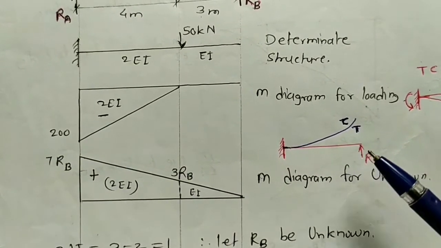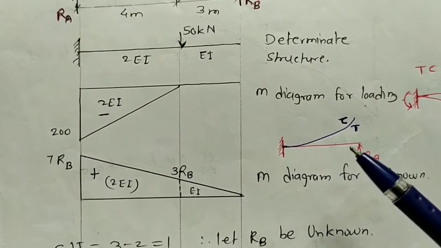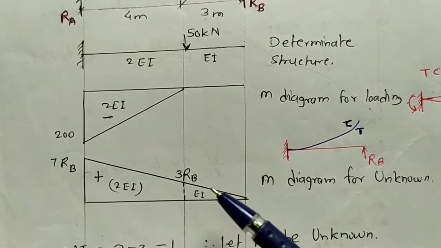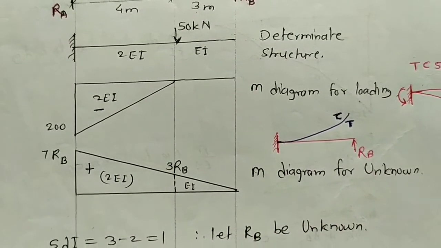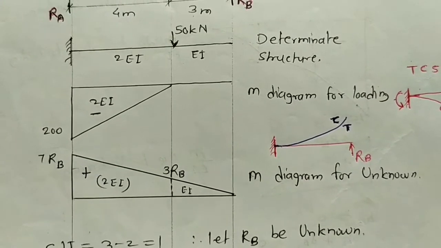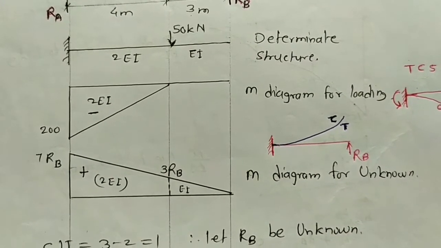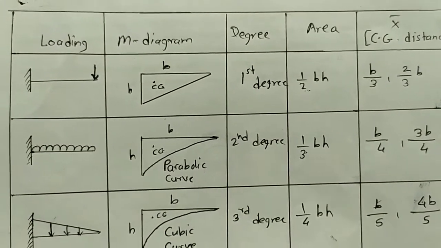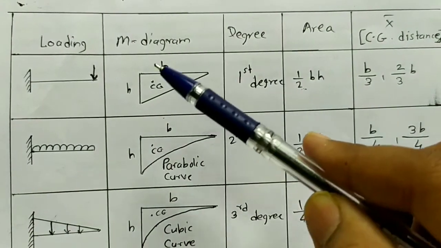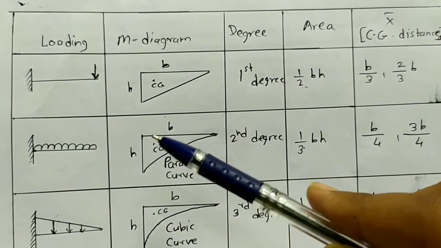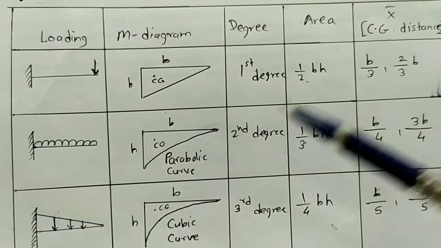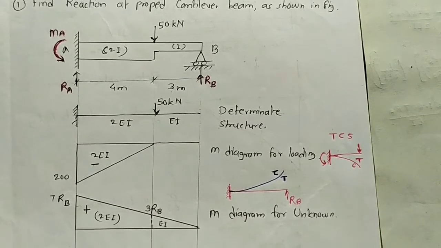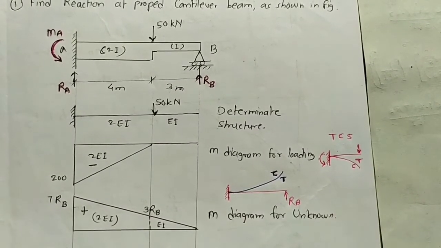Now of course this RB is nothing but a point load applied to this cantilever beam. Because of the application of this point load, we are getting a triangular bending moment diagram. For this we have to keep in mind the table that I have shown before. Here I am showing this table once more. For a point load we get this triangular shape. For UDL you get a parabolic curve. For UVL you get a cubic curve. Now the M diagram because of the unknown is over.